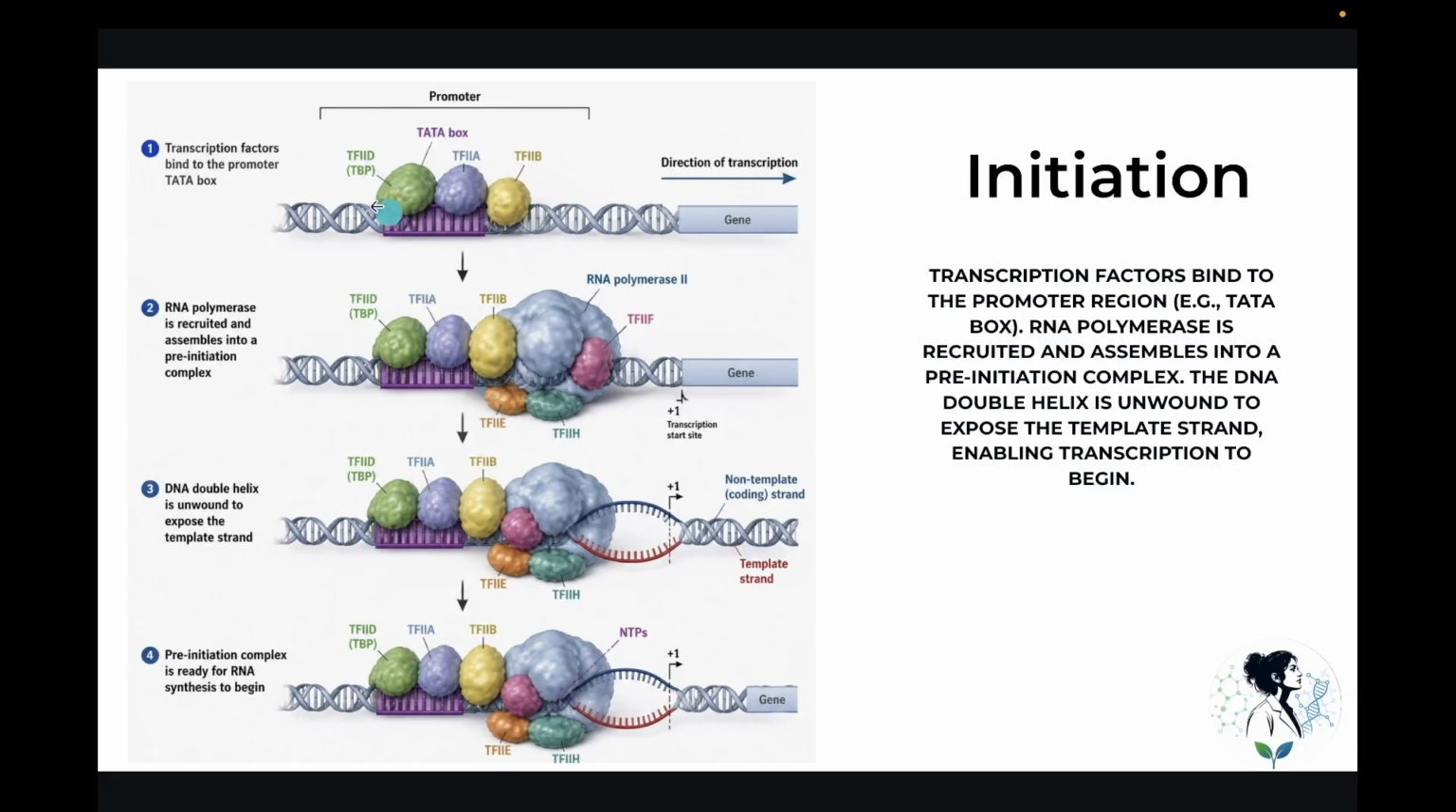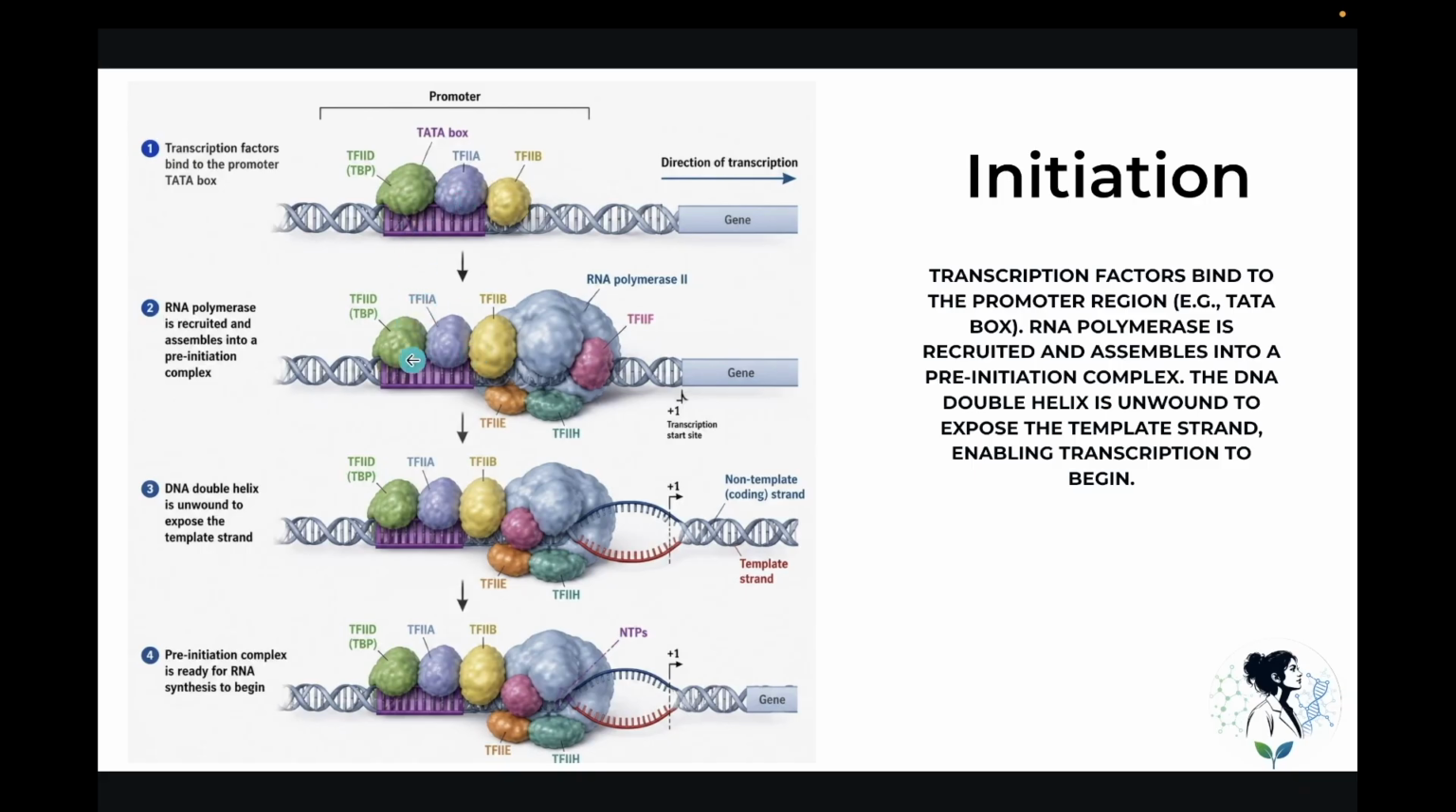Let's understand what happens in initiation. In the promoter region, there is a segment of DNA called the TATA box. This segment of DNA recruits transcription factors in an order as shown here. At first, TFIID is recruited, which has a TBP domain, the TATA box binding protein domain. This is followed by TFIIA, and TFIIB is recruited to the TATA box site.